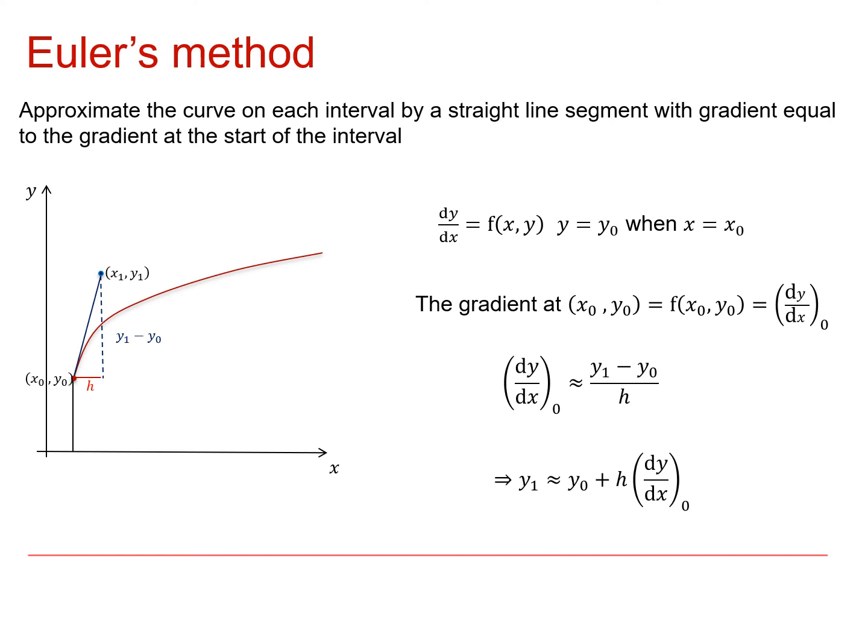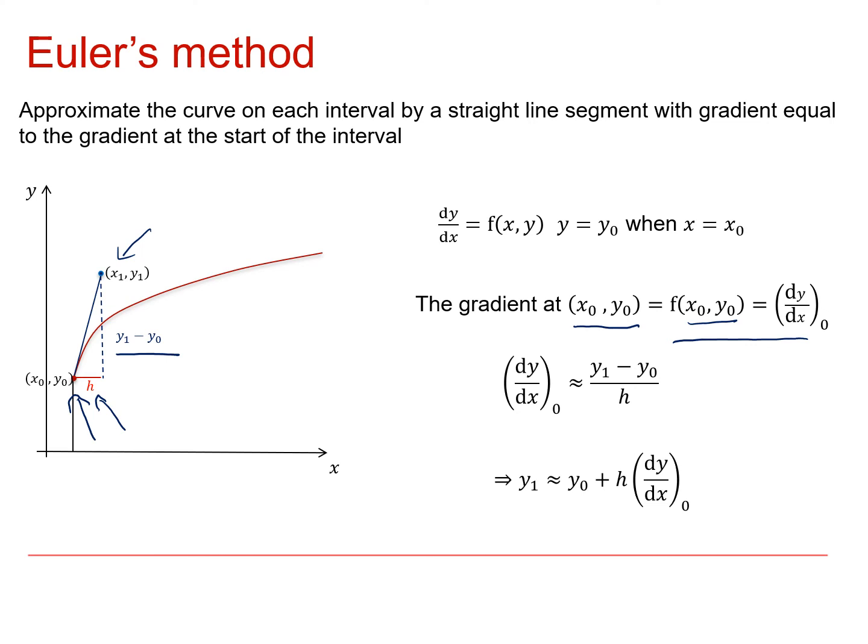Having gone through that example with numbers, we now need to formalize the work that we've been doing. So our starting point is going to be x0, y0. Our first estimated point is going to be x1, y1. The step increase in x is h, and the difference between y1 and y0 is y1 minus y0. So we can work out the gradient of the curve at x0, y0 because the given curve relates the gradient to some function of those two values.